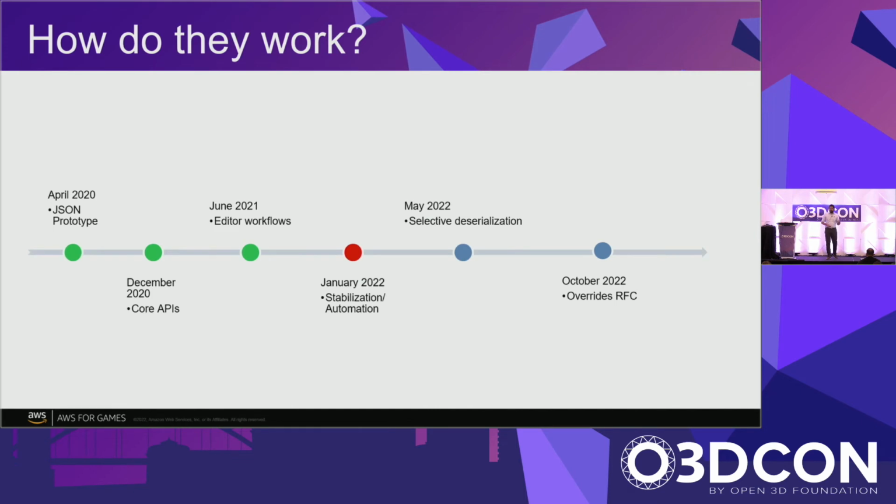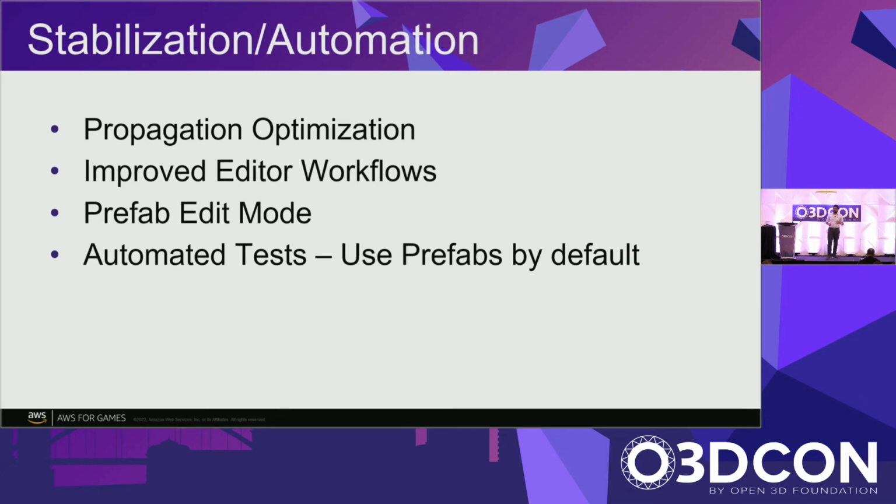So we implemented the editor workflows, and then we went through a stabilization phase because we were rushing to get the workflows in for the launch of O3D. So we spent quite a lot of time optimizing our systems. We optimized the time it required to do propagation, and then we improved the editor workflows, did a lot of bug fixes, and then with the help of the editor team, we also added something called the prefab edit mode, which you already saw in the previous video, where the current prefab you're editing turns blue in the outliner. So that was a great addition.